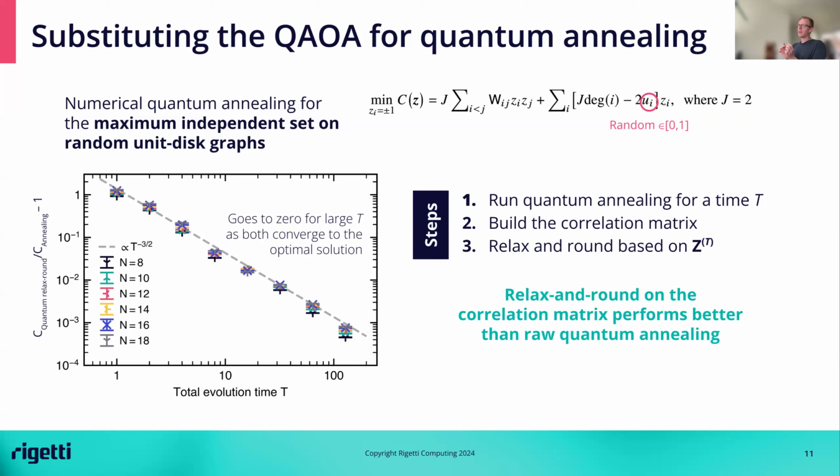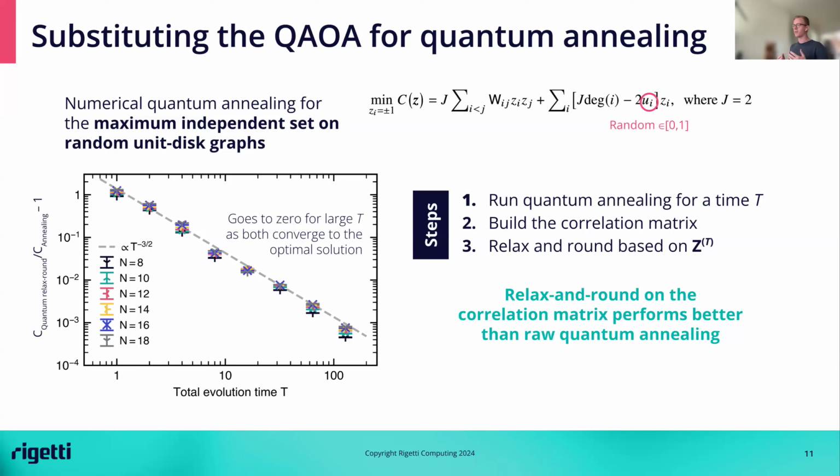Why is that? Well, when the total annealing time goes to infinity, both quantum annealing and quantum relax and round solve the problem exactly. So this ratio is equal to 1, and the y-axis goes to 0, which is what we observe here. What we observe at finite t, well, is that the quantum relax and round algorithm performs better than the raw quantum annealing. And this is a similar conclusion to what we've observed when using the QAOA before. Moreover, we observe empirically a relationship between the relative performance of quantum relax and round and quantum annealing and the total time t.